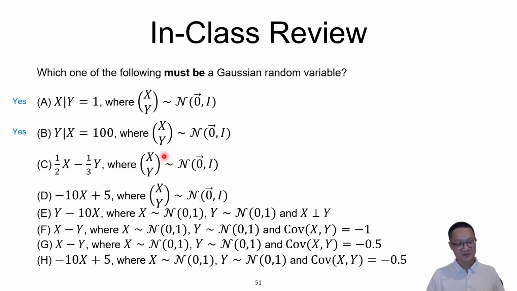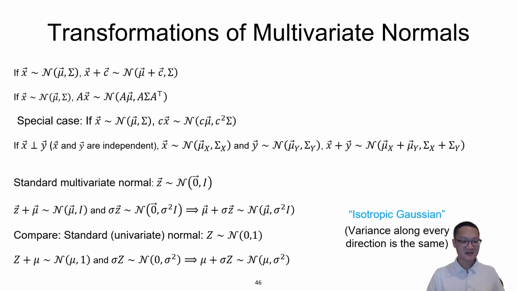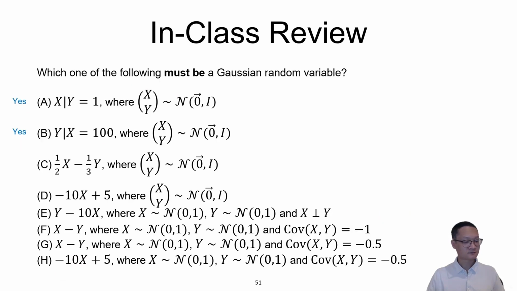Okay, C. In C, we're given X and Y are blocks of some Gaussian random variable. So what's 1 half X minus 1 third Y? That turns out to be a linear transformation of XY. We know that linear transformations, meaning multiplying by A, keep a Gaussian vector Gaussian, with a different mean and covariance. So C is yes.